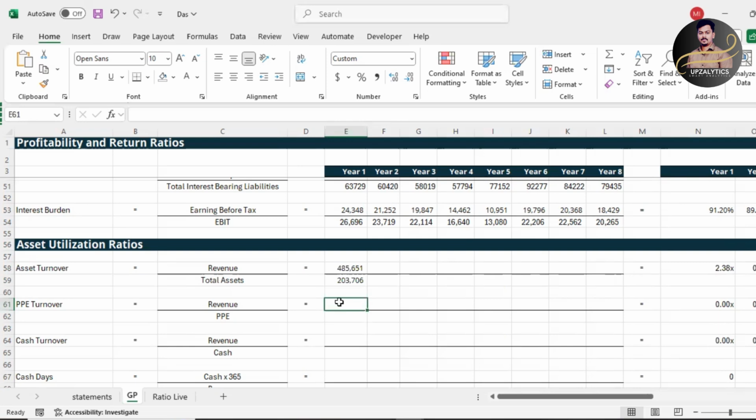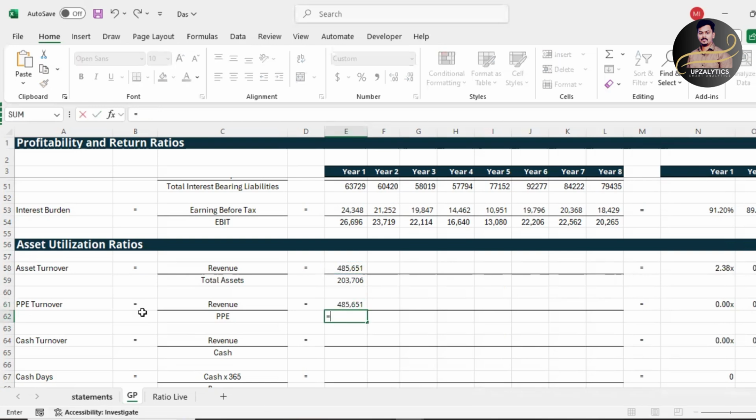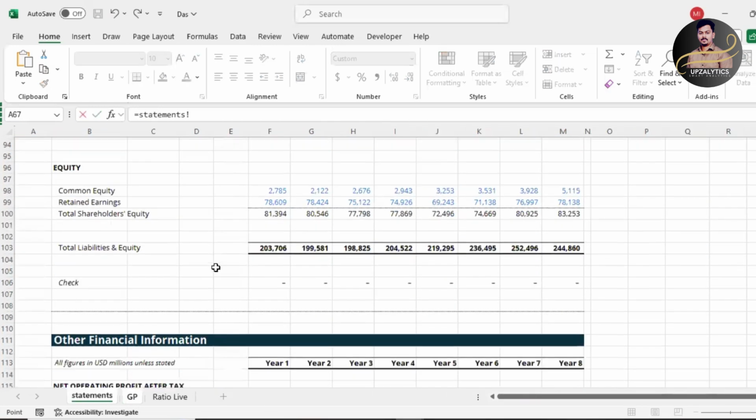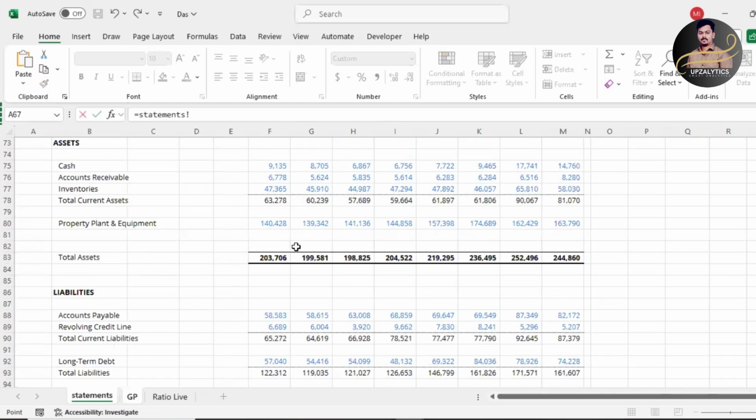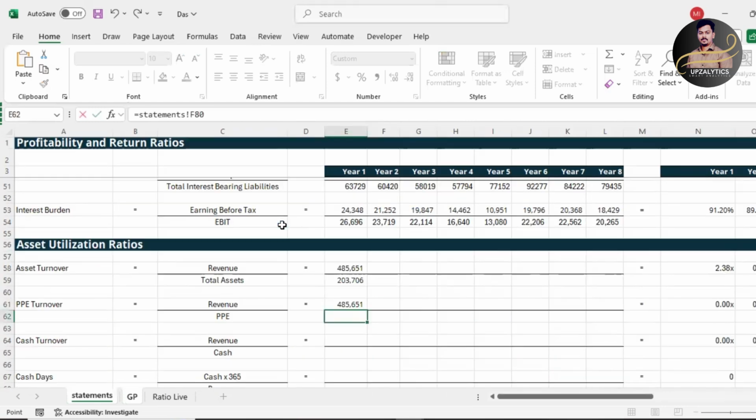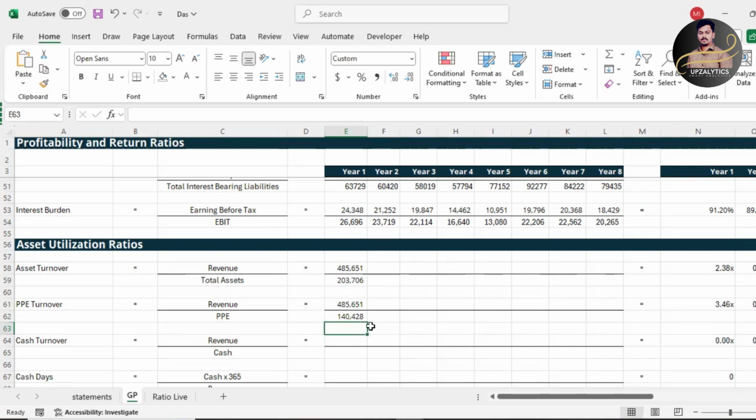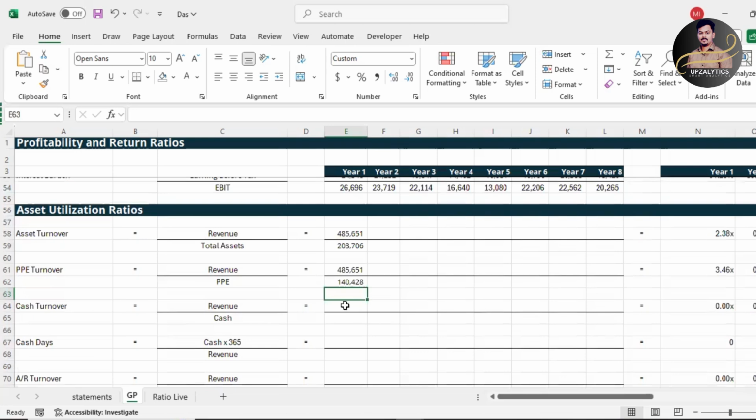Another thing we have is PPE turnover. To calculate PPE turnover, let's take the numerator as revenue. We can get the PPE from the balance sheet. In our balance sheet we can find the PPE from here. So here we can say for one USD of PPE, the company is earning 3.46 USD of revenue.